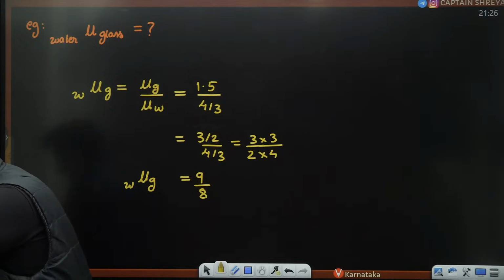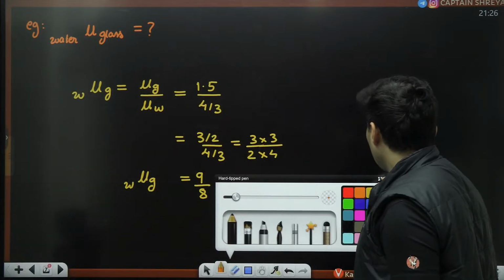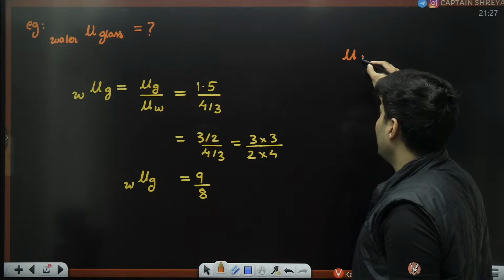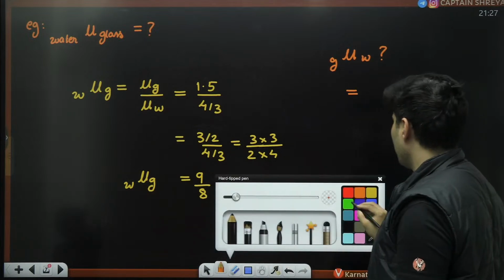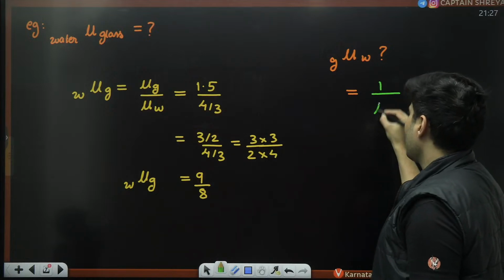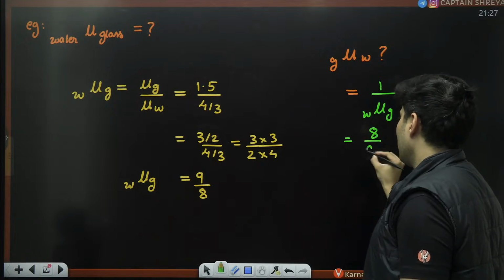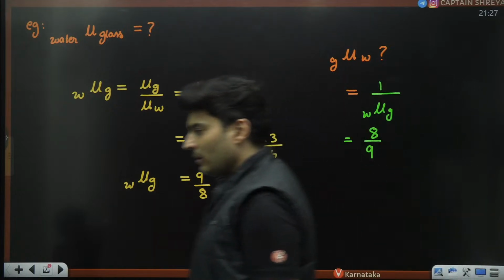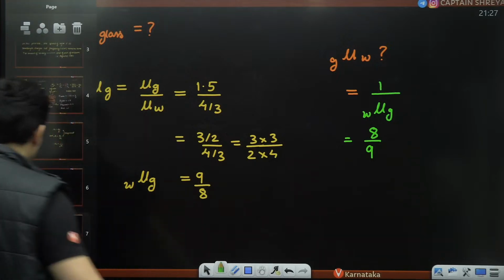I have answered all the other questions. If there was another question, what is the refractive index of water with respect to glass, then the answer to that question obviously will be the reciprocal of this. Hence it will be 8 by 9.